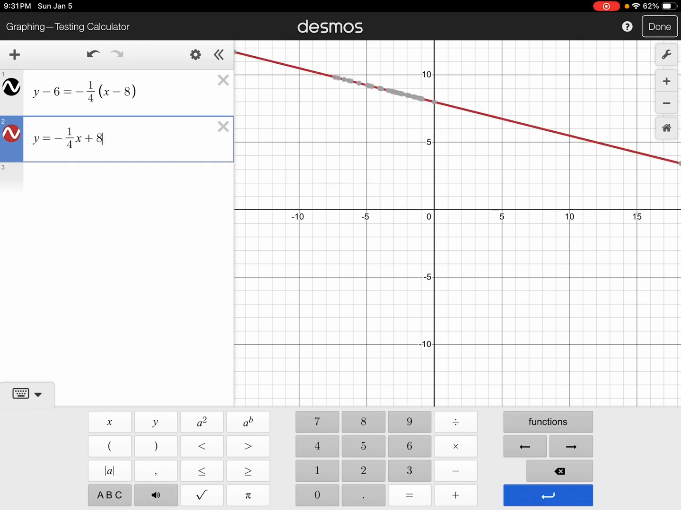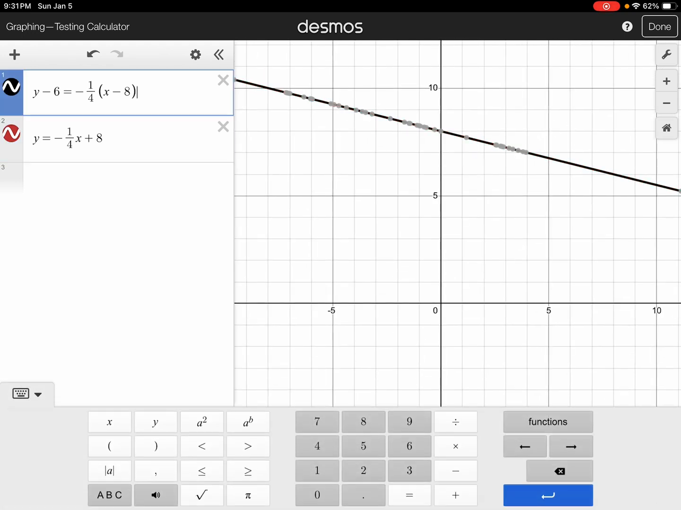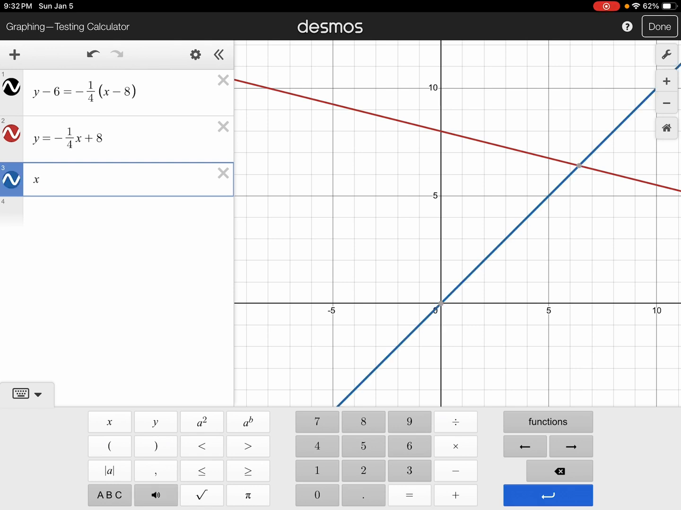In slope-intercept form, our equation was y equals negative 1/4, the slope should be the same, x plus 8. Hey, look at that. My black line and my red line are the same. Why are there so many dots on there? I don't know. They're the same line, different equations.